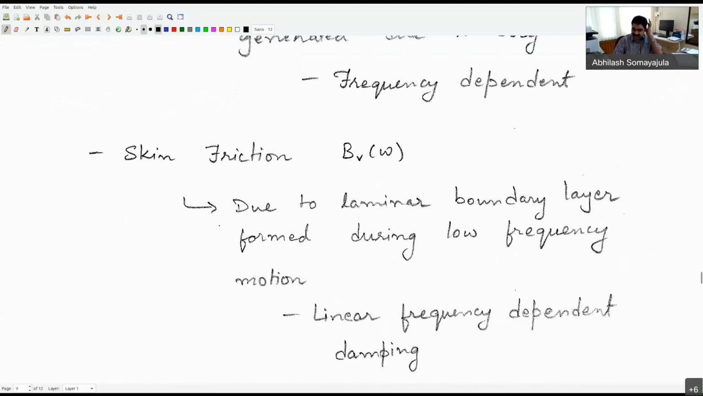Okay. The next thing which we discuss is the skin friction damping. Now this is the part which is coming due to the viscous effects. So this is caused due to the so-called laminar boundary layer formed during a low frequency motion. Now this damping is also frequency dependent in general, although we don't understand precisely how the frequency dependence comes into the picture. We don't always fully appreciate what is going on with it, right? We have to approximate it in terms of some Reynolds stress function and to find out some drag coefficient and then be able to apply it. But the precise dynamics of it is not always very clear, especially with respect to the frequency.